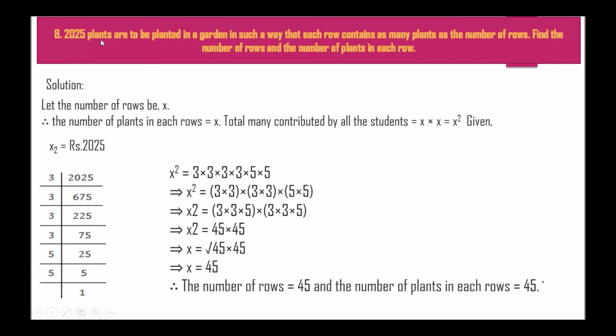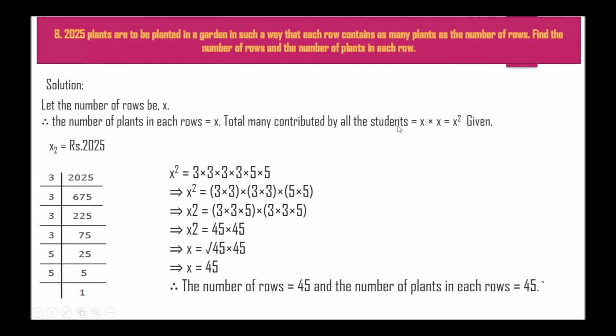Eighth question. 2025 plants are to be planted in a garden in such a way that each row contains as many plants as the number of rows. Find the number of rows and the number of plants in each row. So let the number of rows be X. Number of plants in each row equals X.